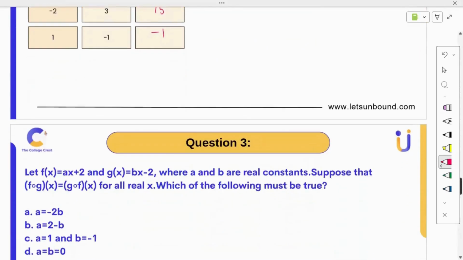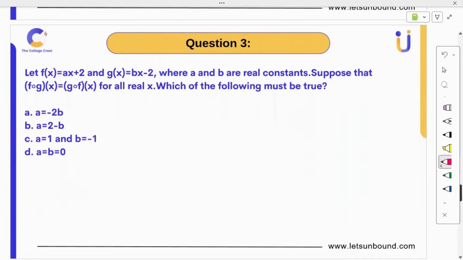And into the last part. Let f of x be ax plus 2, and g of x be bx minus 2. a and b are real constants. Suppose that f composition g is g composition f for all real x. Which of the following must be true with a and b?